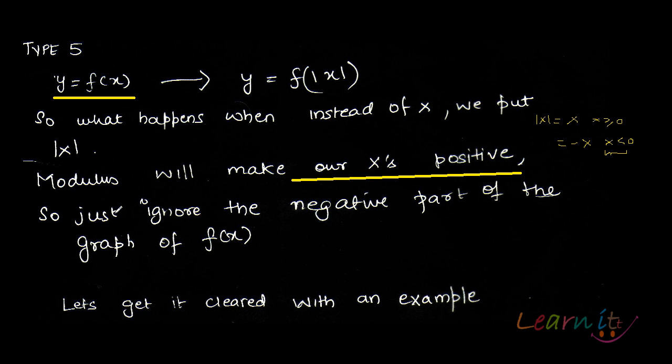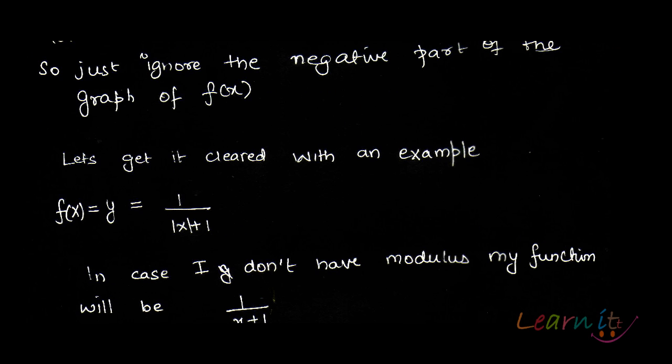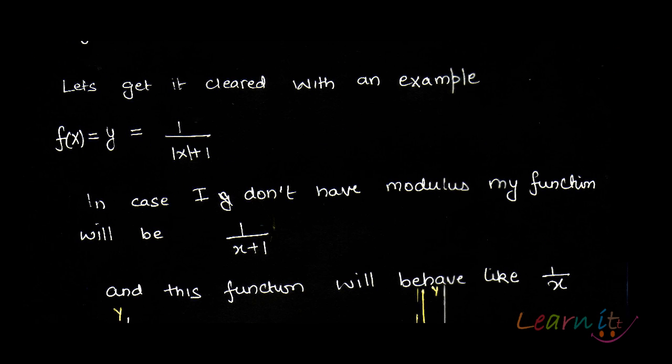So we just ignore the negative part of the graph of f(x). My original graph is f(x). I just need to now ignore the negative part of the graph of f(x), because my x's are all positive. Let us just clear it out with an example. Let me take a very simple example. Let us take our f(x), y equals 1 upon modulus x plus 1.